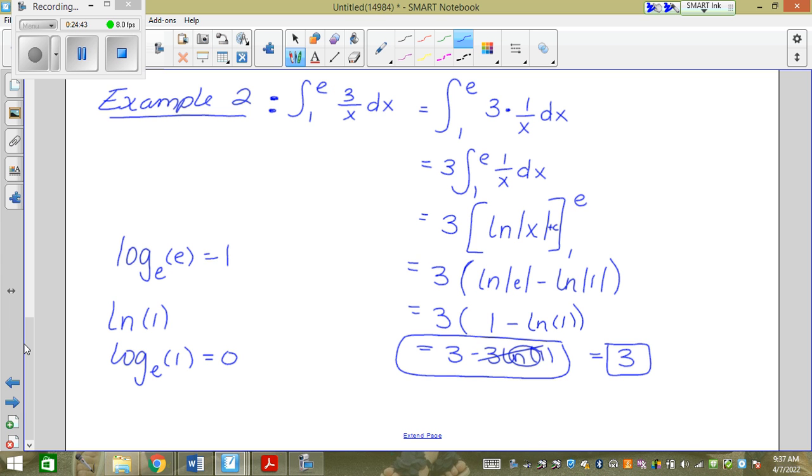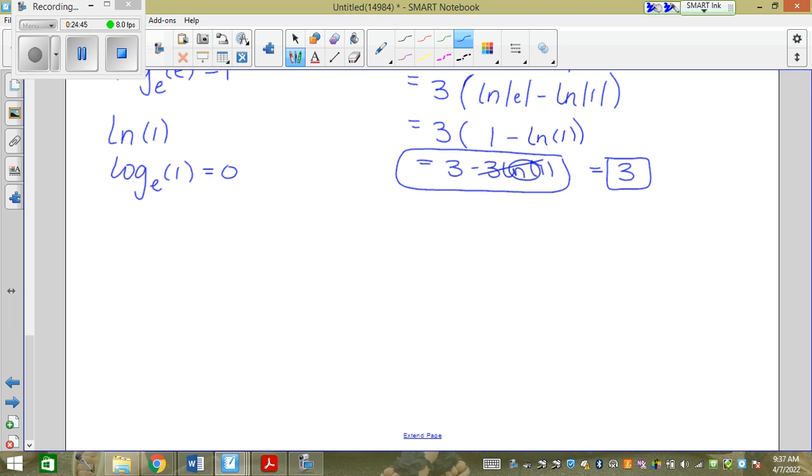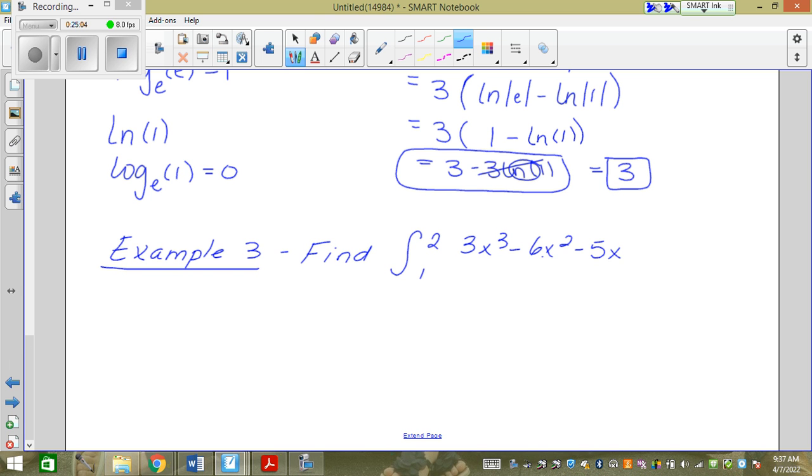Okay. What about this? Example 3. Find the integral from 1 to 2 of 3x cubed minus 6x squared minus 5x plus 4, over 2x dx. We're going to use something that I reminded you in derivatives. What did I remind you in derivatives?